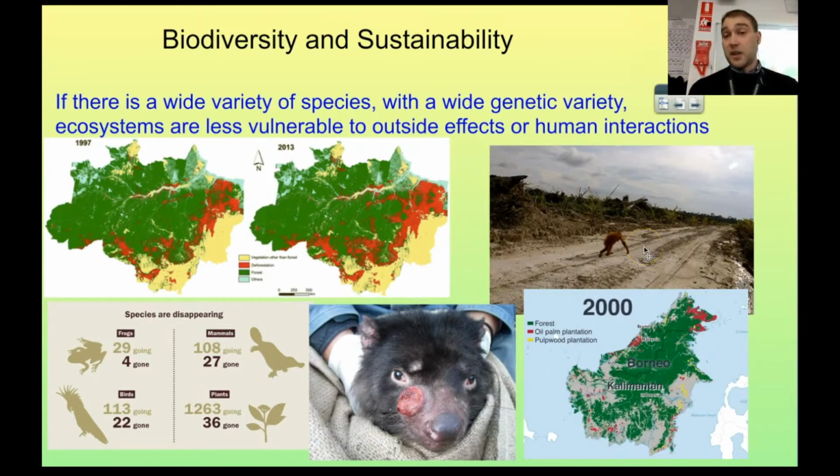Over here we have Borneo. The forests are being replaced with palm oil plantations, and that has an impact on things like orangutans. They can't live on palm oil plantations, they're shooed off and often killed too. And we can see the effects of removing forests and replacing them with palm oil plantations in this animation down here.